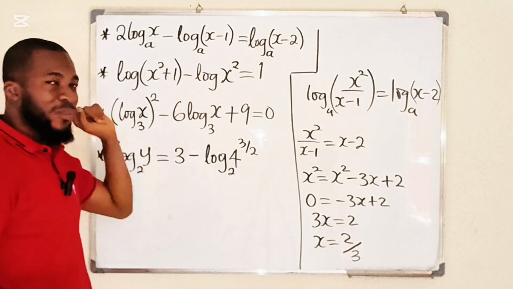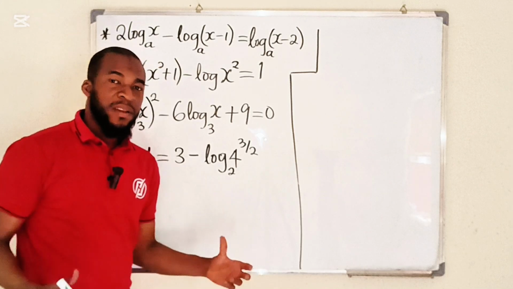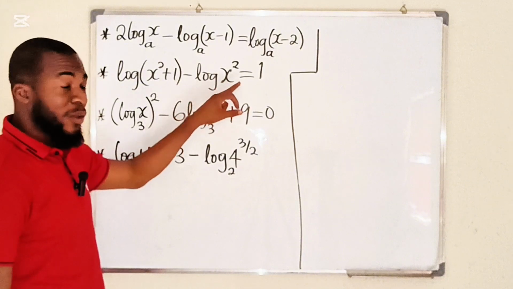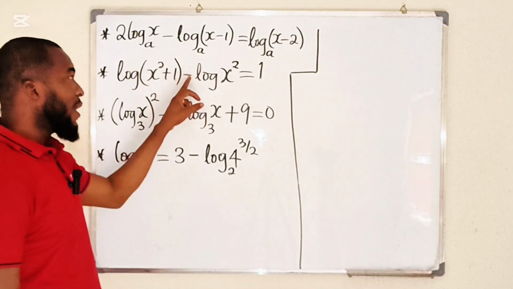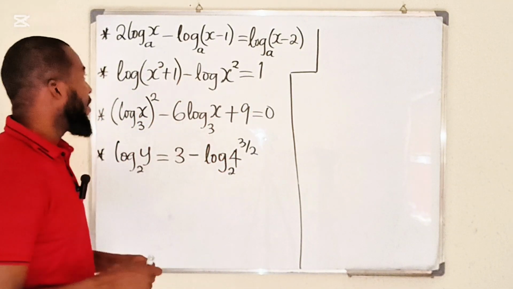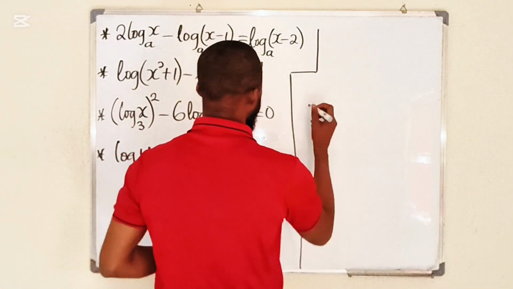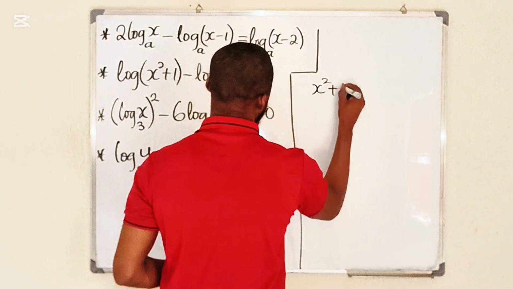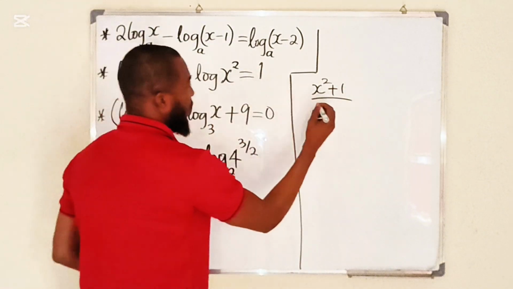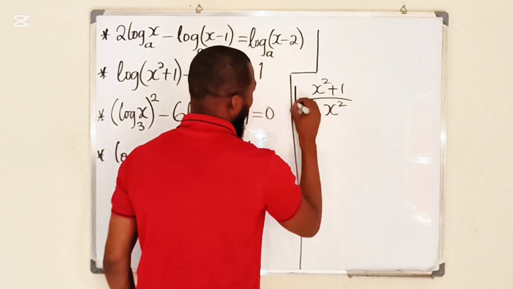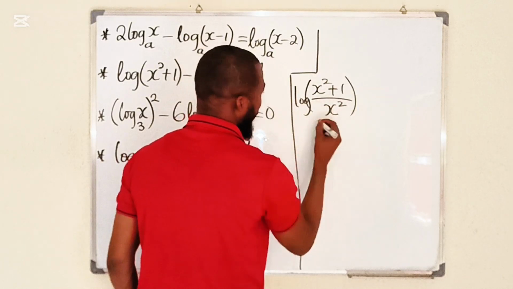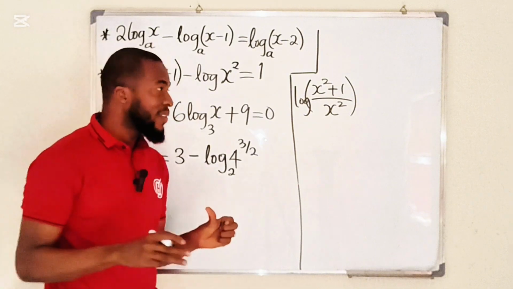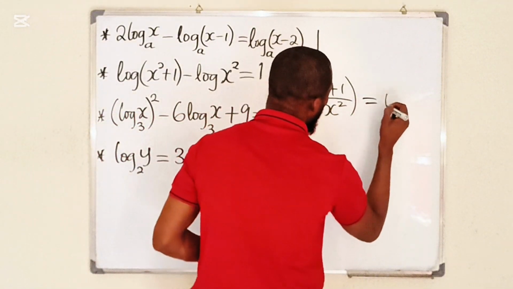Now let us move on to the second problem. All right, the second problem, we have log of x squared plus 1 minus log of x squared equal to 1. The same thing, since we have subtraction, we are going to divide the arguments. So you can simply take the first argument, which is x squared plus 1, and divide it by the second one, which is x squared, having the same log, right? To which base? No assigned base, which implies that it is in base 10. This is equal to 1.